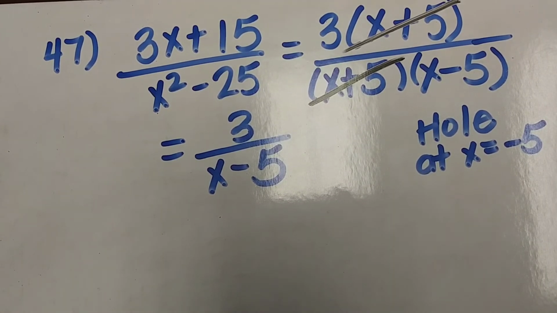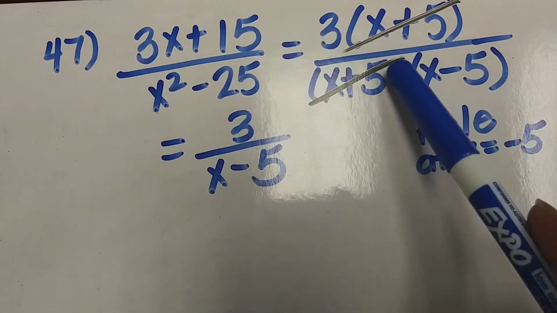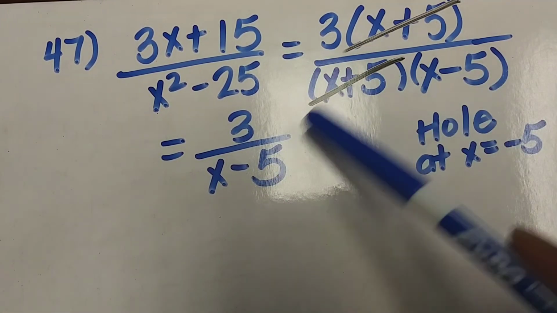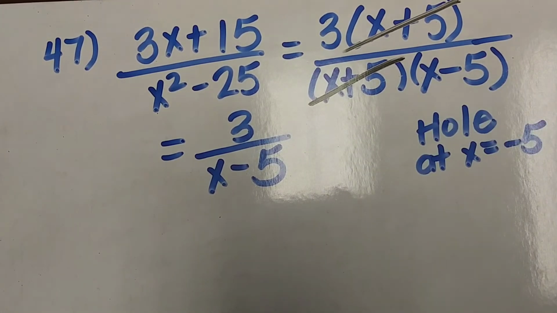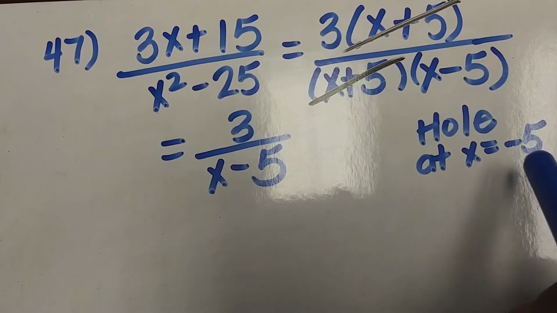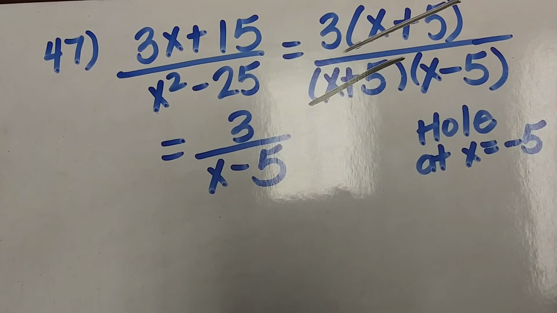So let's talk about that again. If something cancels out, anything with an x in it, that is where you'll have a hole in your graph. And your hole will look like an open circle at x equal negative 5. And we will hopefully look at some graphs so you can see that, or we'll look at a table and we can see that.